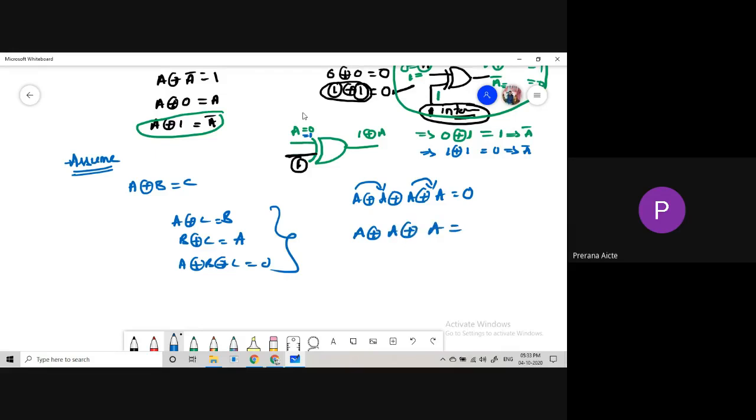So what is the value here we are getting? A XOR of A. 0, sir. 0. Zero. So please take a note. If I am using an even number of XOR gates, so if n is even, the value is 0, right?